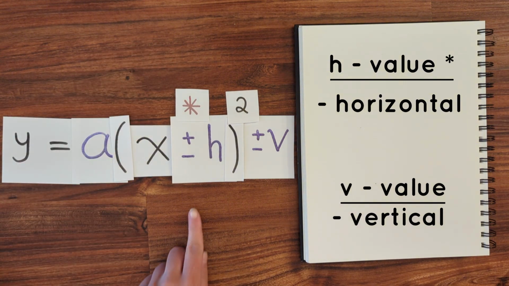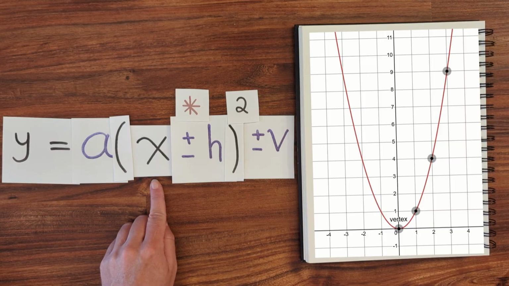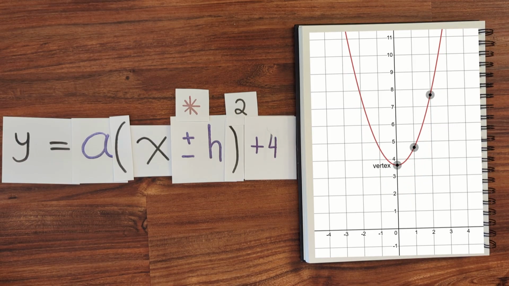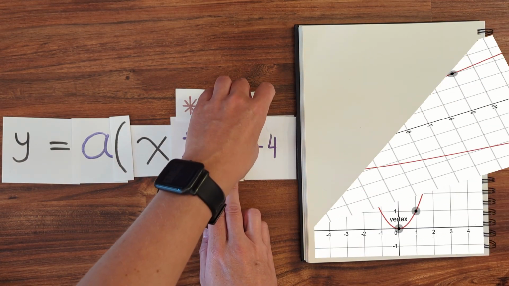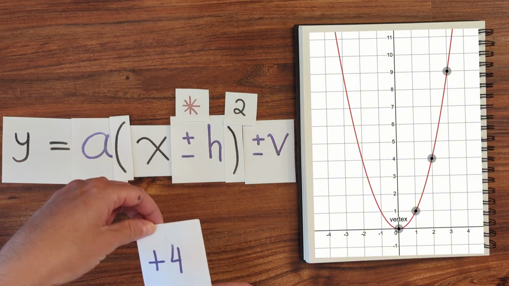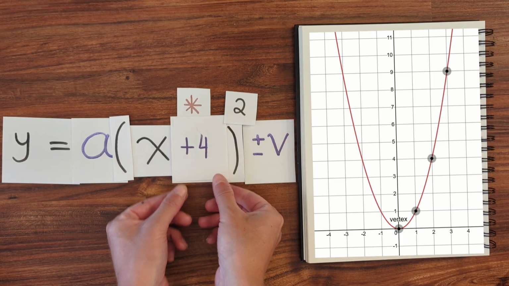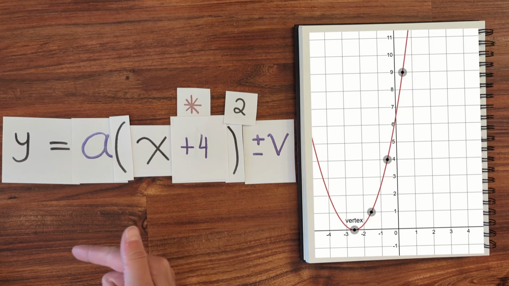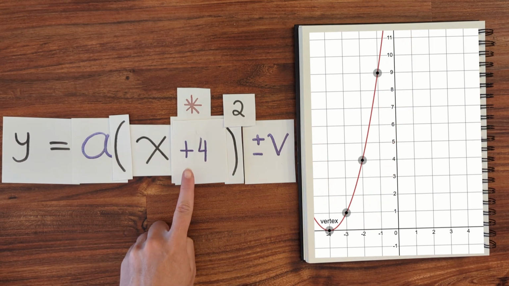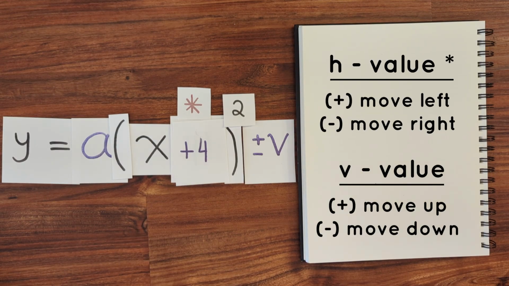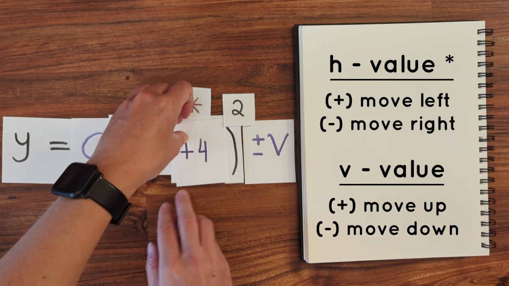Now there is an added little asterisk above the H because H works in the opposite way that you would expect it to. H is counterintuitive, meaning let's say I add the number 4 in the spot for V, that will move my parabola up 4 spaces. However, if I was to do the same thing to the horizontal value, you would expect this number to cause the parabola to shift to the right 4 spaces, but in fact, it causes it to shift to the left 4 spaces. So that's the counterintuitive piece. It's going to move in the opposite direction than what the sign indicates. So if it's a positive, it moves left. If it's negative, it moves right.